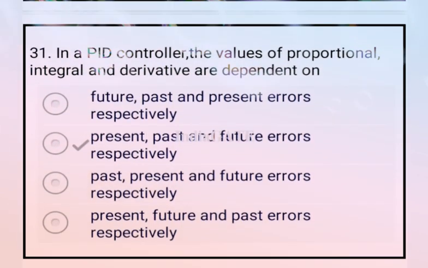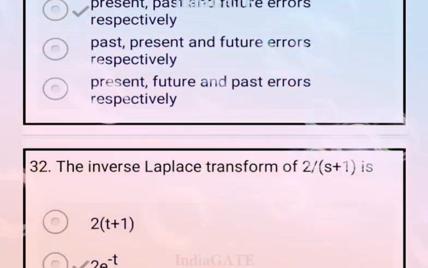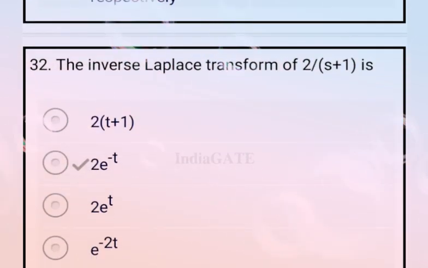Next question, in a PID controller, the value of the proportional, integral and derivative depends on? So correct answer is option B, present, past and future error respectively. Next question, the inverse Laplace transform of 2 upon s plus 1 is? So correct answer is option B, that is 2 into e to power minus t.